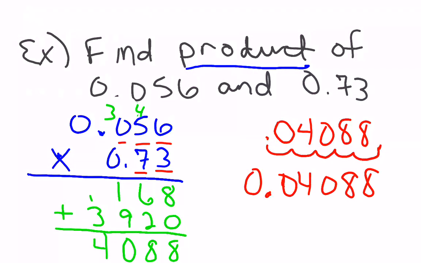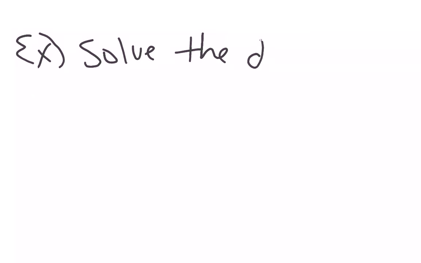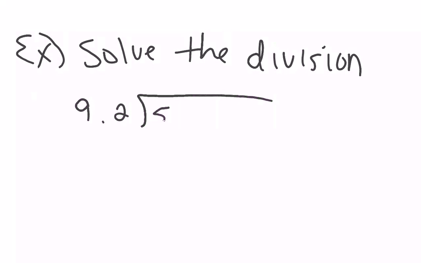And again, you can use your calculator on this one. No big deal. Just reminding you how to do it when you don't have a calculator handy. All right, last example on this one. This one says solve the division problem. So we have 9.2 divided by 52.063. Again, calculator is fine, but how do I do this if I don't have a calculator?